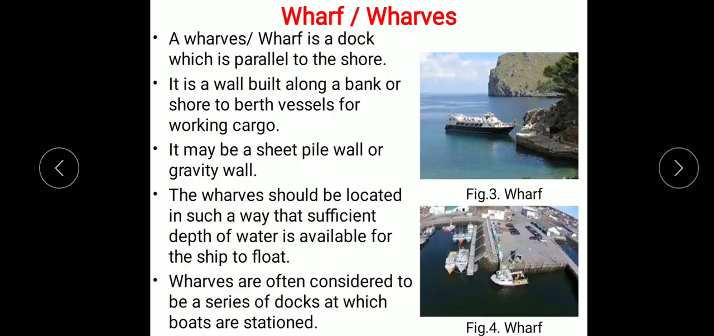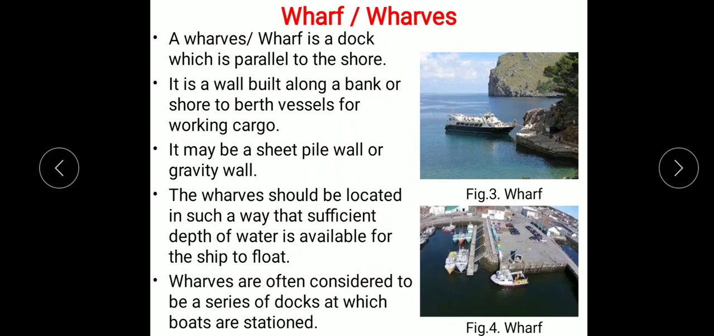The second structure is the wharf or wharves. If it is a single structure, it is called a wharf, and if a number of structures are available, it is called wharves. A wharf is also a dock, and it is also constructed parallel to the shore. It is a wall built along a bank or shore to berth vessels for working cargo. The wharves may be a sheet pile wall or a gravity wall. So the structures are the same as that of a quay wall.